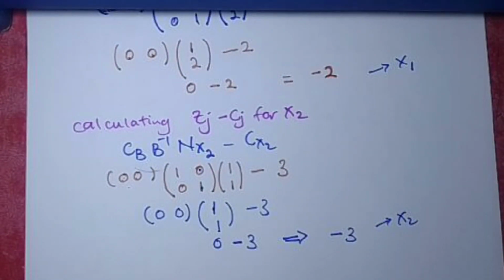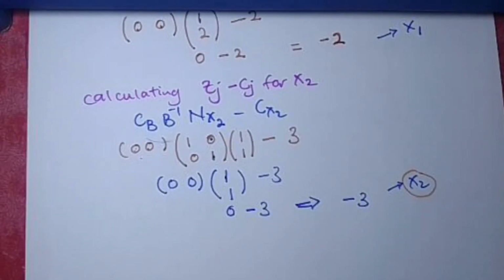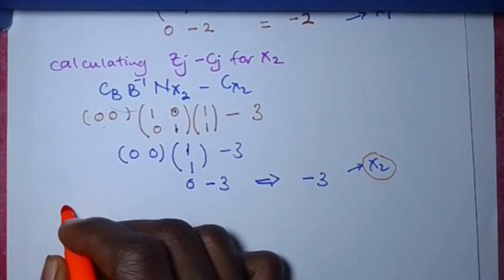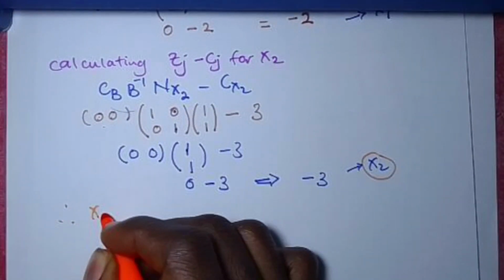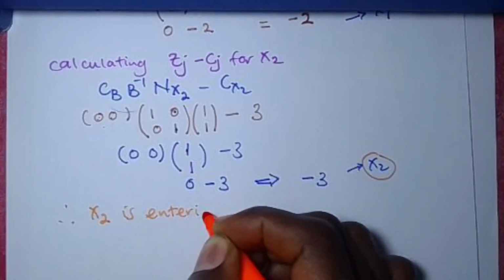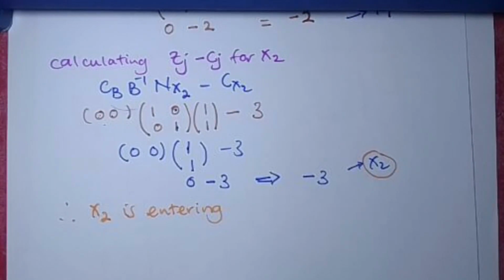Now simply what we said from that, we shall choose the entering variable by choosing the smaller one, or the more negative of those two. So from that expression you can see clearly that the more negative value of those two values is x2. Therefore you have to conclude and say, therefore x2 is entering. So x2 is entering.